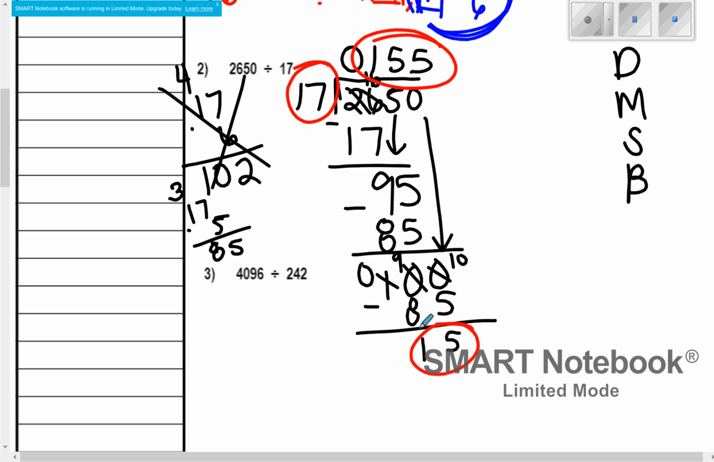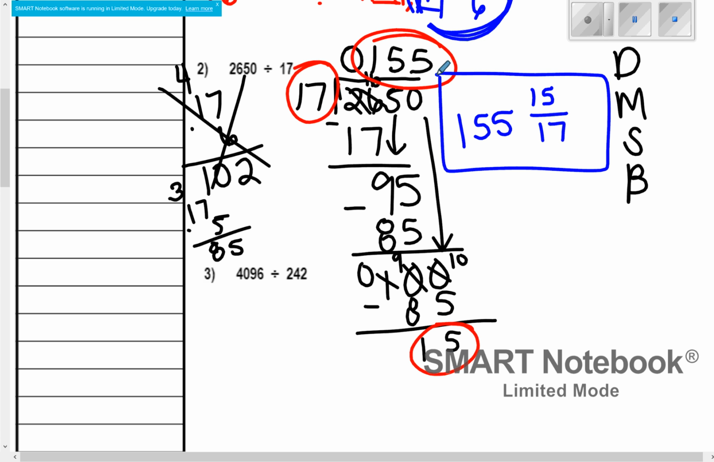Okay. How many times can 17 go into 2,650? Well, it can go in there 155 whole times. Okay. And then we have some left over. We have 15 left over out of the 17 we wanted to put in there. So our final answer is 155 and 15/17. This fraction cannot be simplified, so this is just what we would answer.